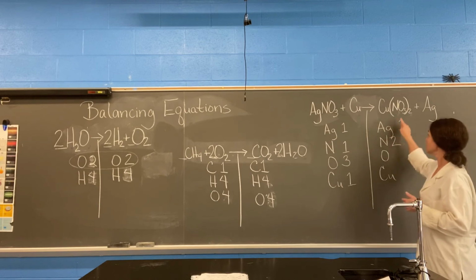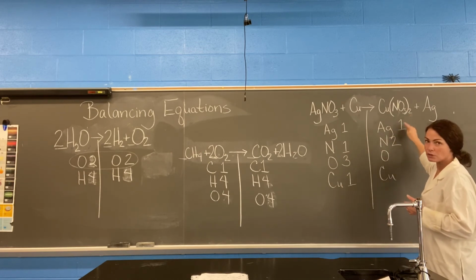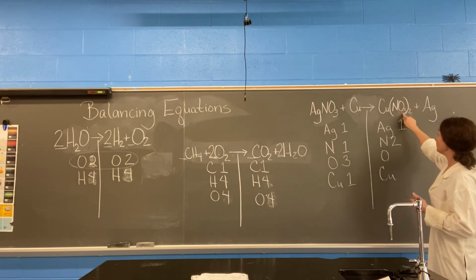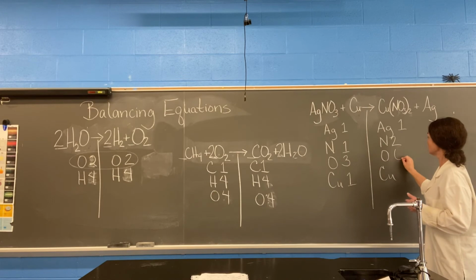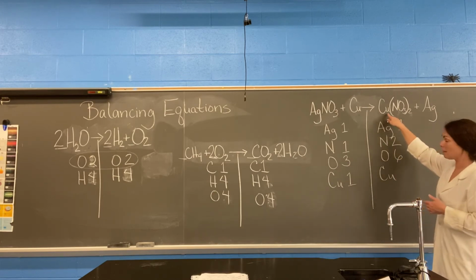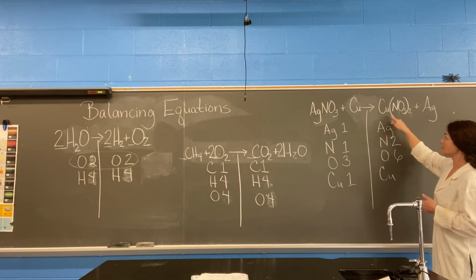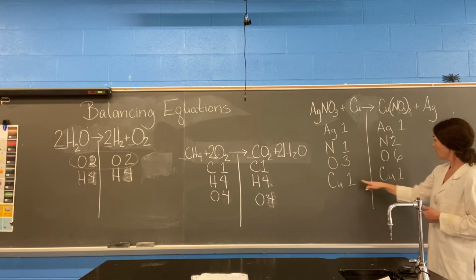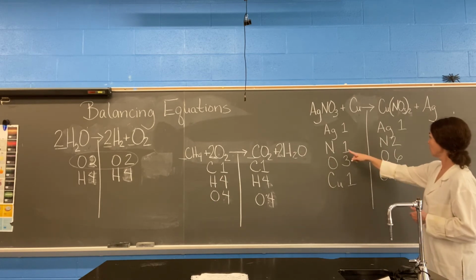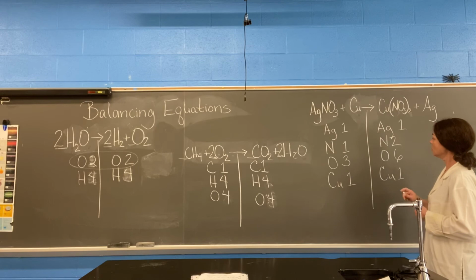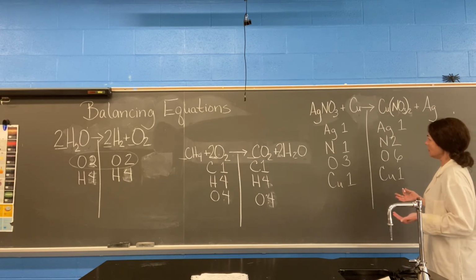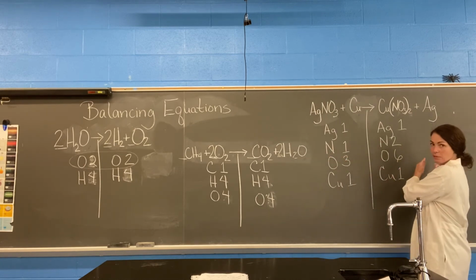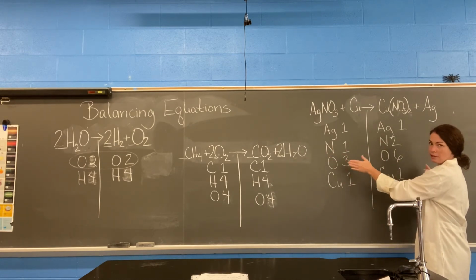Oxygen, same thing. This 2 on the outside of the parentheses also applies to the oxygen because it goes with this compound completely. We have 2 times 3 gives us 6 oxygens, and copper, we have only 1 because this subscript does not apply to the things outside of the parentheses. So our copper matches, our oxygen doesn't, our nitrogen doesn't, and our silver does. So we have to increase the amount of oxygen we have on this side. We have 6 in the product and we only have 3 in the reactant.